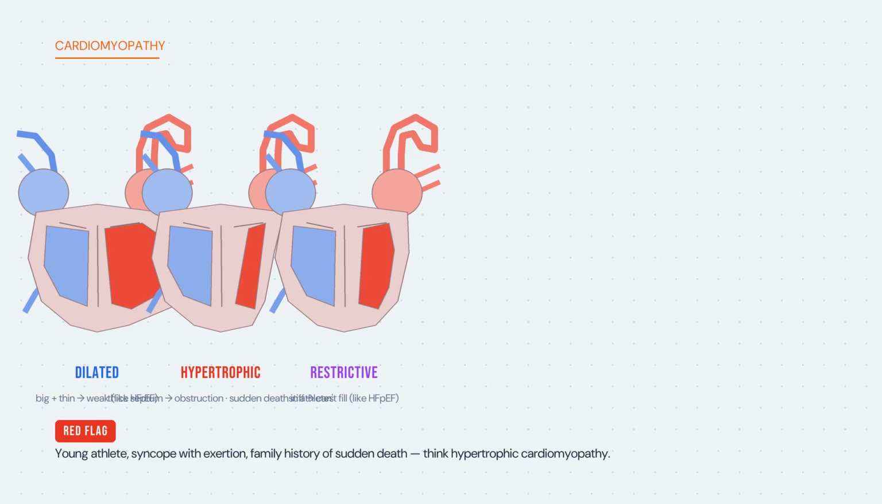This is the one associated with sudden cardiac death in young athletes, and the teaching is to avoid dehydration and strenuous competition. Restrictive, the walls become stiff and cannot relax, so filling is impaired. This behaves like preserved ejection fraction heart failure.